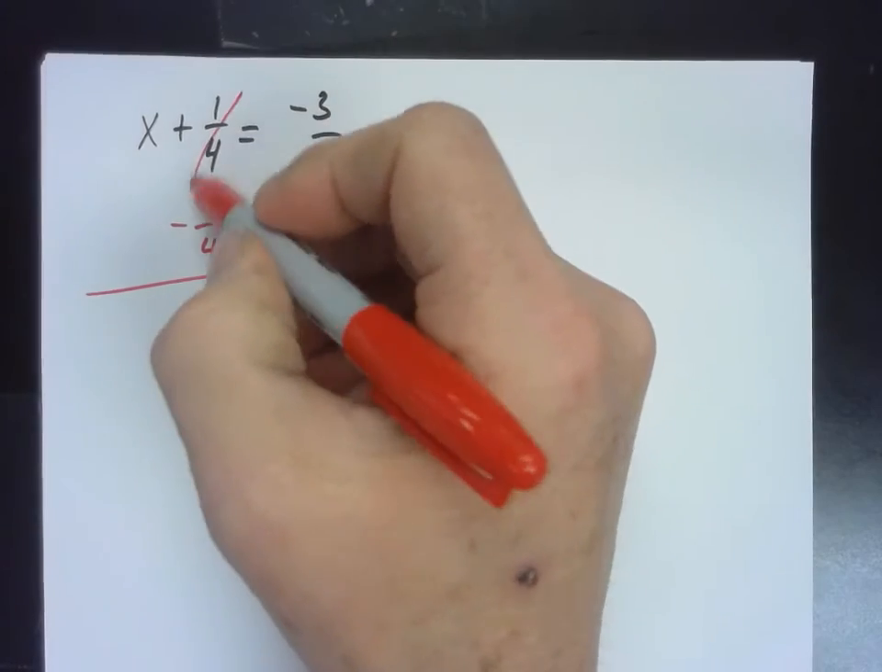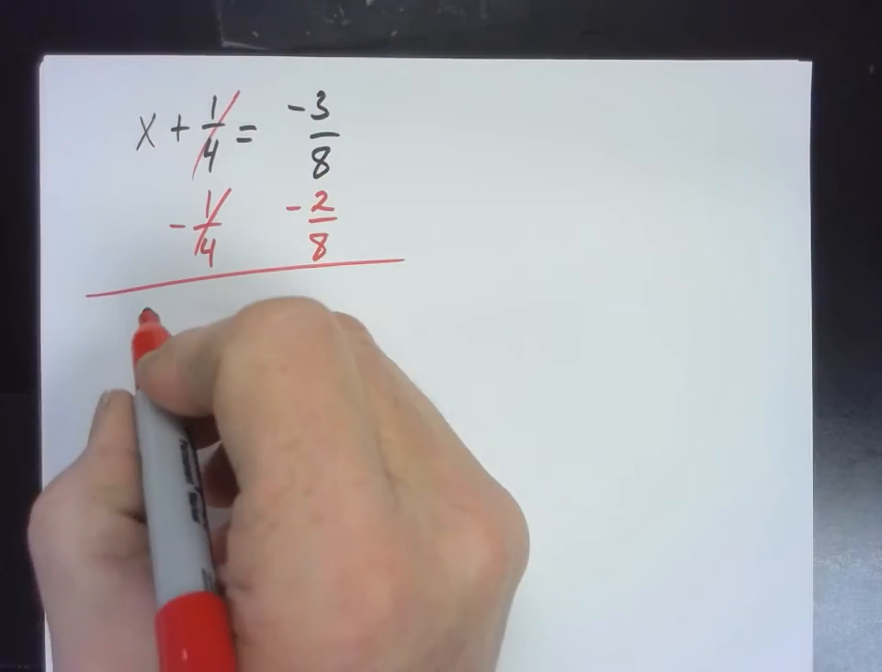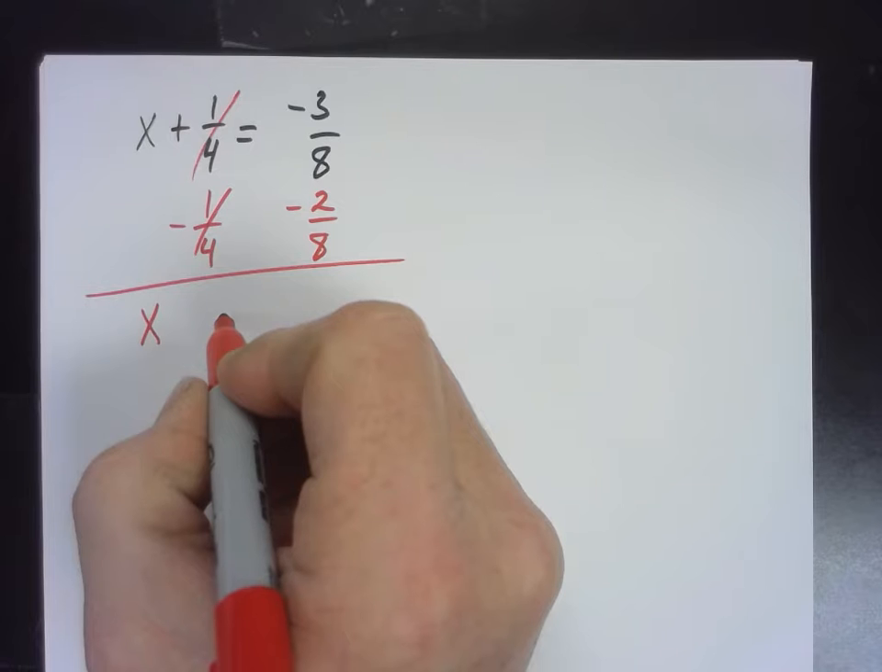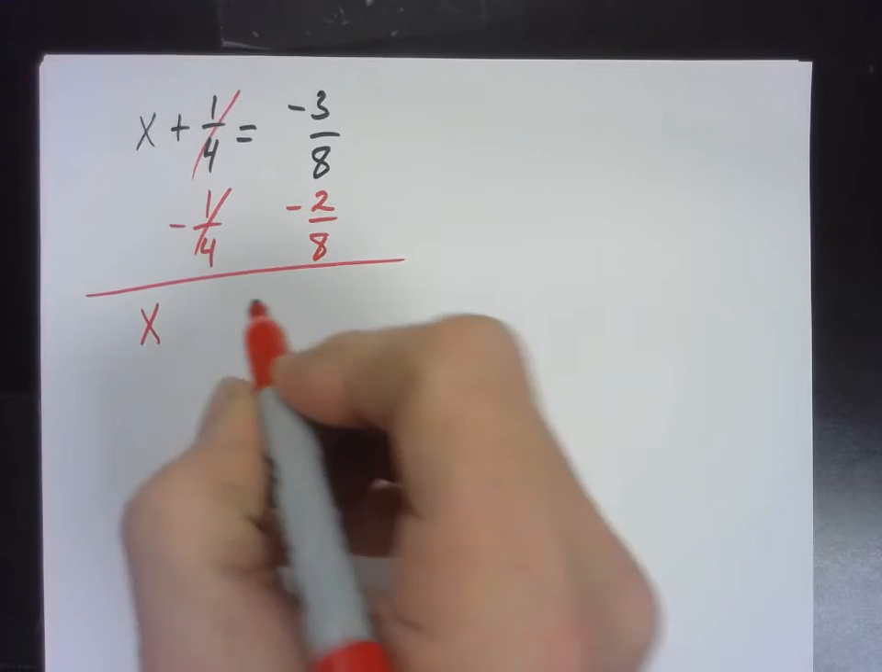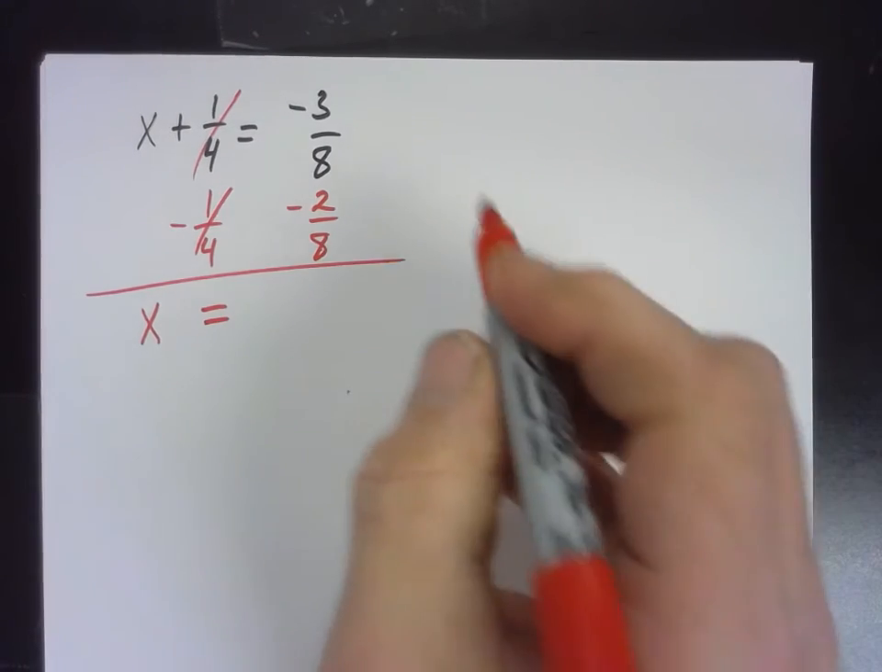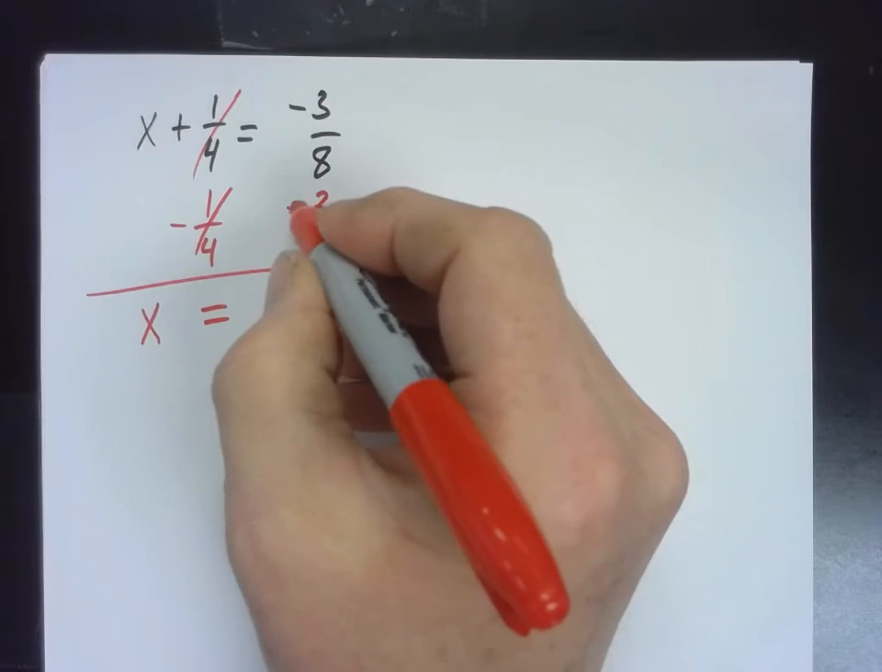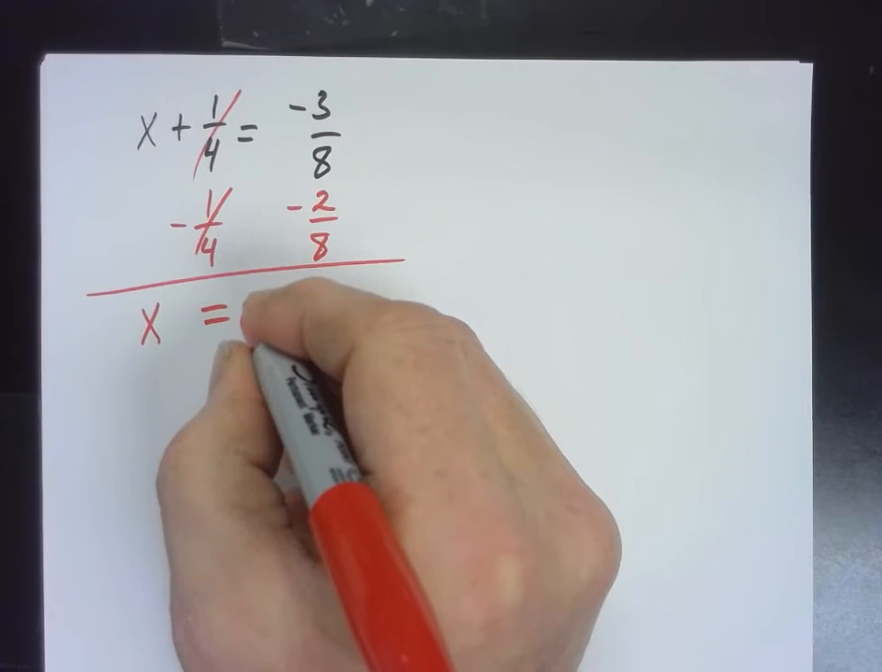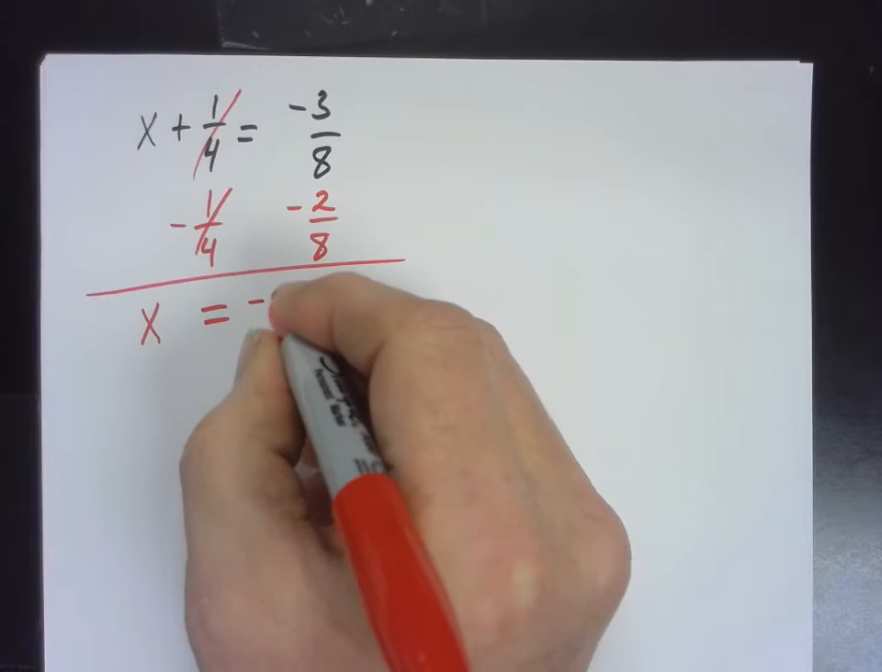Okay. Now they add up to 0. Do I need to write down x plus 0? No, I don't need to write the plus 0. And on the other side, negative 3 subtract 2. Negative 5.